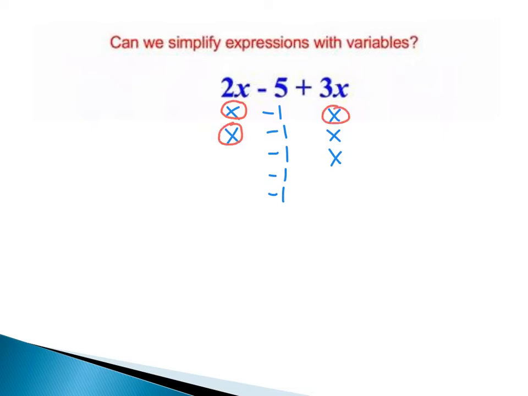Let me put circles around these x's. If you look at this expression, how many x's do we have in total? Well, we have the 2 over here, but we also have the 3. So in total, what I have are 5 x's combined together. And then if you look at the negative 1's, I still have 5 negative 1's. We don't have any other negative 1's in the problem. So I keep those negative 1's to get me negative 5. So I'm able to simplify this expression by just combining all the x's. And that's what we're going to be doing today.